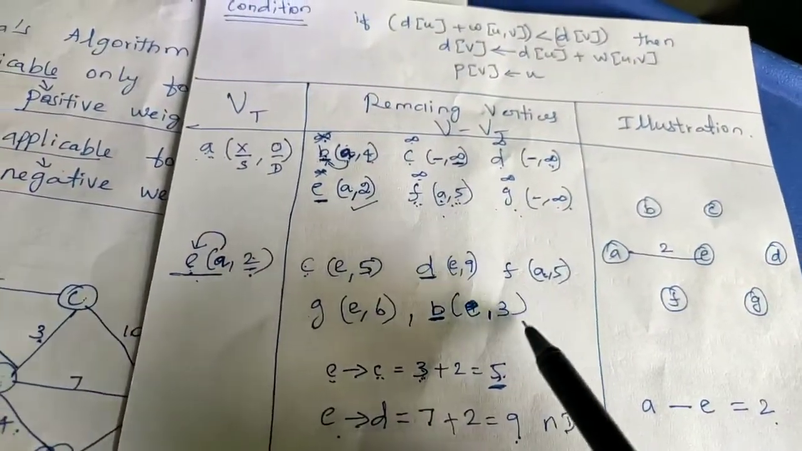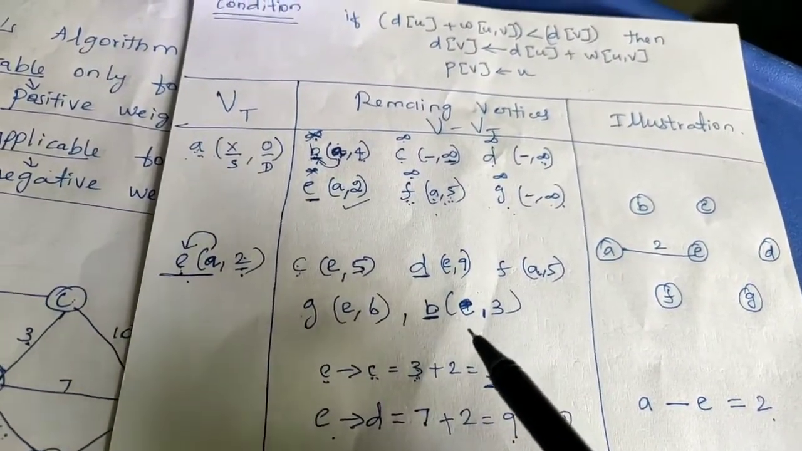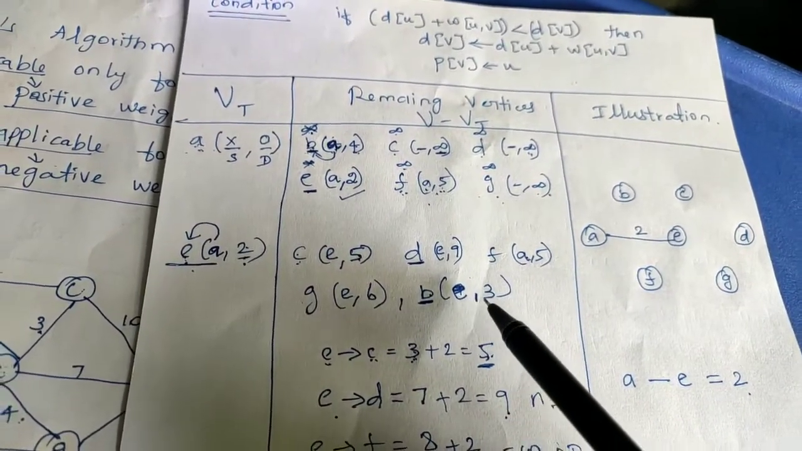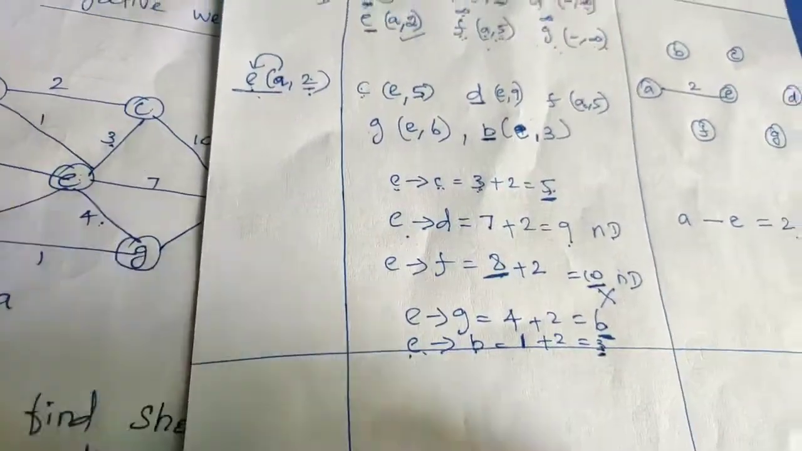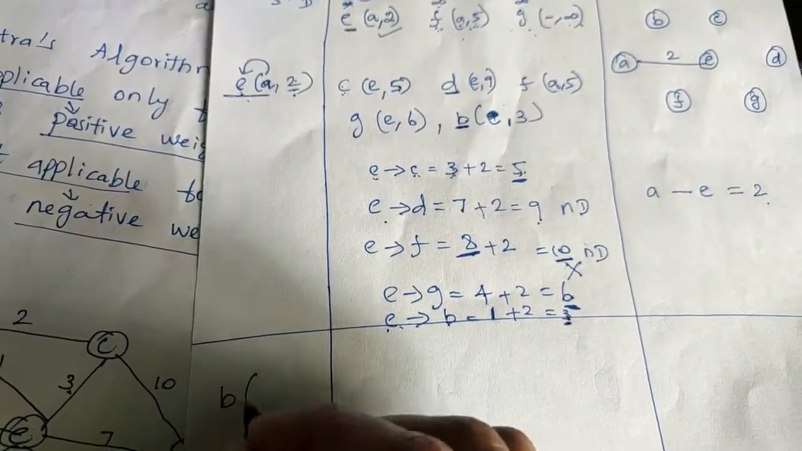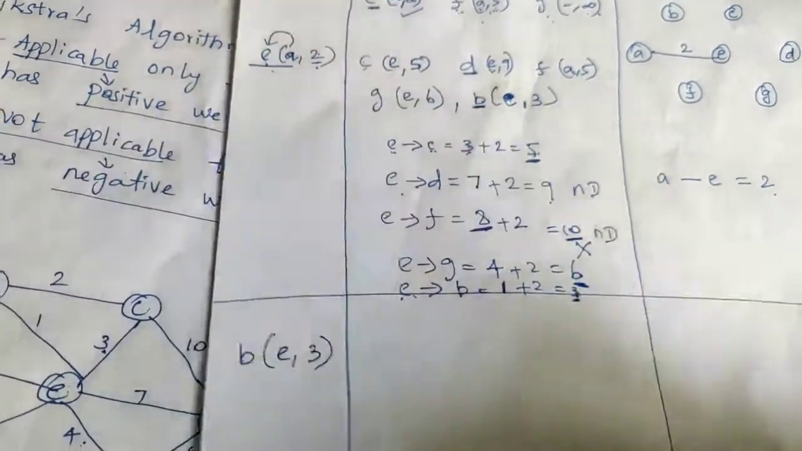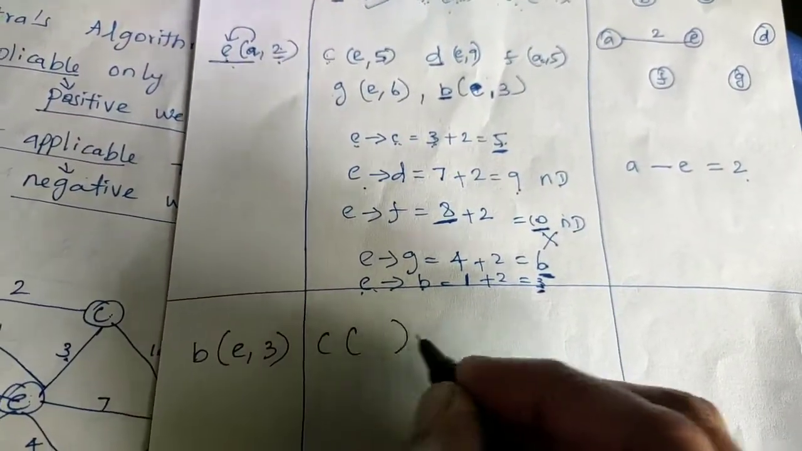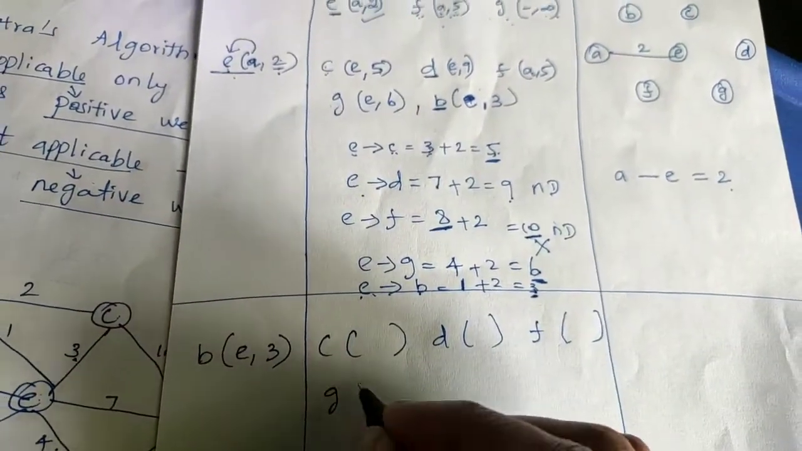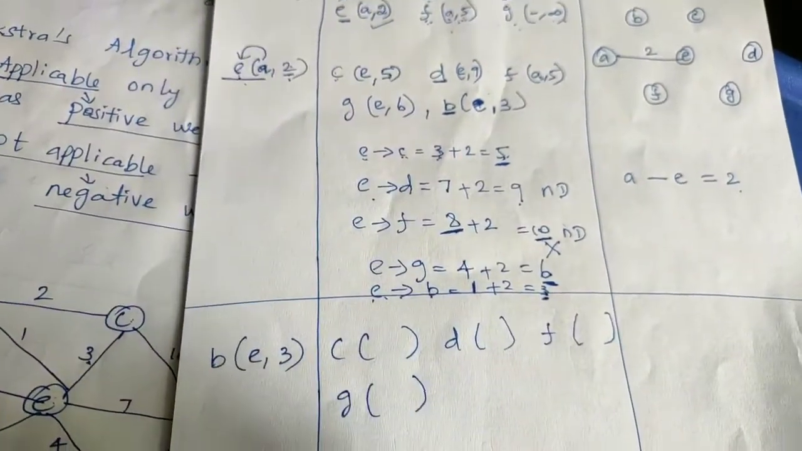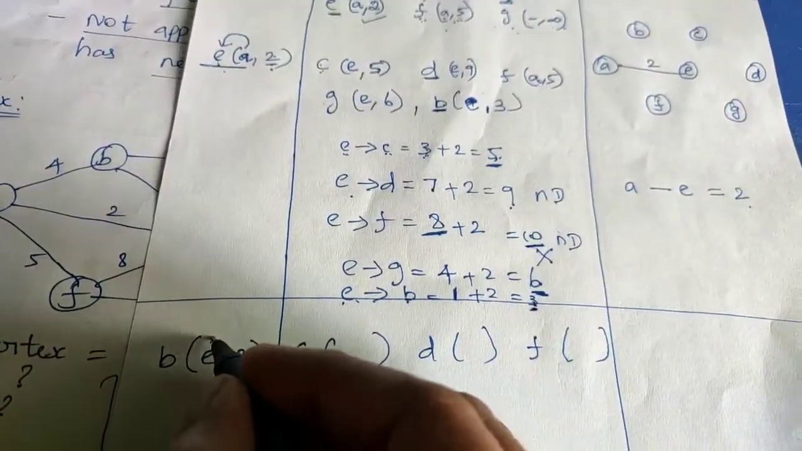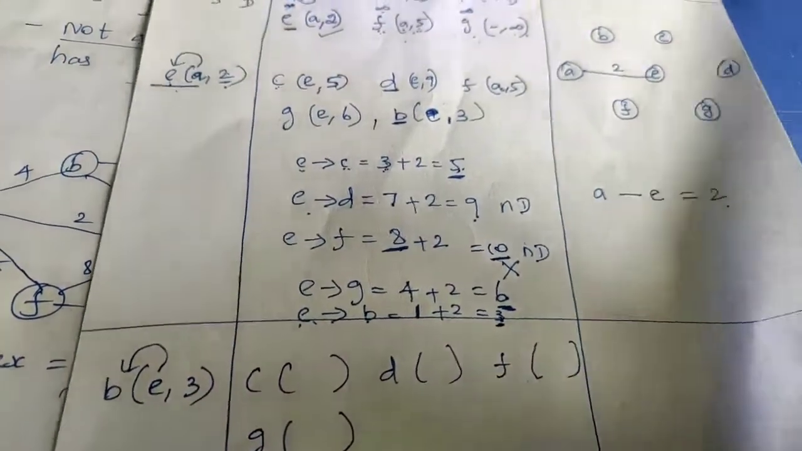Now out of these 5 vertices, which is minimum you need to select. Now out of these 5 vertices, the vertex B is having the minimum distance. So let us bring that as the next tree vertex B of E comma 3. Now what are the remaining vertices I have? C, D I have, F I have, G, B has been processed. Now include an edge E to B. What is the edge I need to include? E to B I need to include.